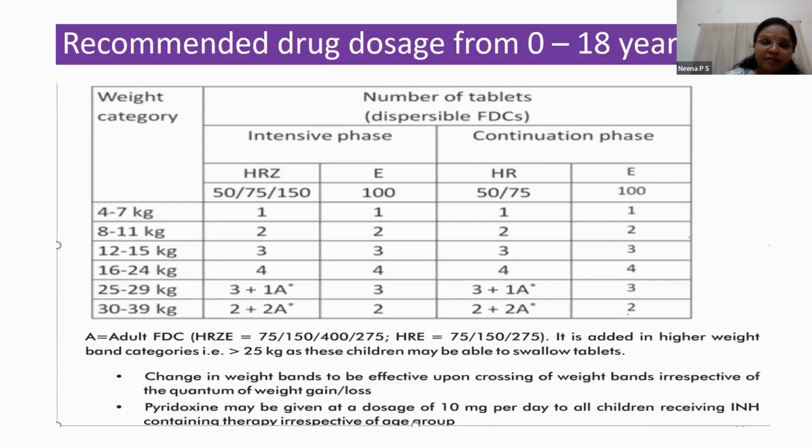So the recommended drug dosage for pediatric age group, mind you, for pediatric TB, the age cutoff is 18 years. It is not the 12 to 14 year age group that we take for the OP ticket. It is 18 years for pediatric TB age cutoff. You have dispersible FDC tablet, and the FDC will be having the combination of INH, rifampicin, pyrazinamide. The dose is also different. For H it's 50, R is 75, and Z is 150. And depending on the weight band, the number of tablets will differ.